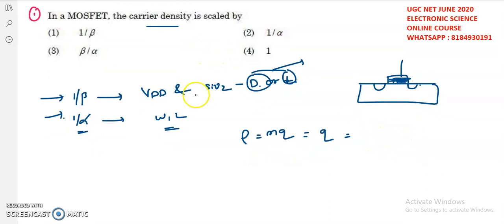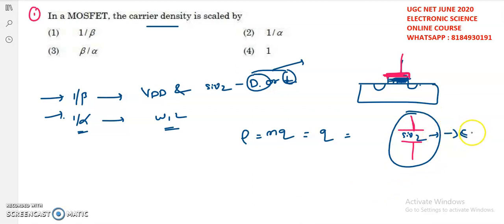This q can be found using the formula for the charge stored in a capacitor. Why am I talking about the capacitor? Because if you observe here, this is a polysilicon, and this part acts like the gate terminal, this is the silicon dioxide, and here it is the substrate. The polysilicon acts like plate number 1, and the substrate acts like plate number 2, and whatever silicon dioxide is in between acts like a dielectric medium. So this entire thing looks like a capacitor.